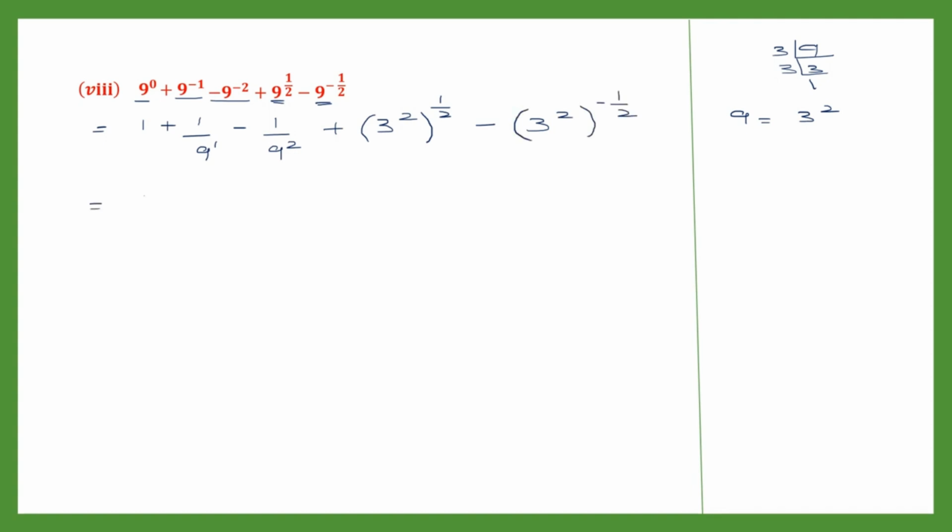Okay, so now let's write this. Now 1 plus 1 by 9 minus 1 by 9 to the power of 2 means 9 nines. 9 nines are 81 plus, now here as you can see 3 is raised to the power of 2 and this is raised again to the power of 1 by 2. We can multiply the powers. So this will be 3 to the power of 2 into 1 by 2. So 3 is raised to the power of 2 into 1 by 2. Similarly here 3 is now raised to the power of 2 into minus 1 by 2.